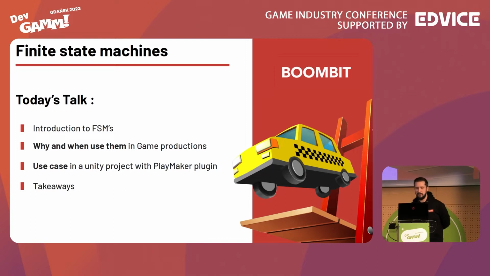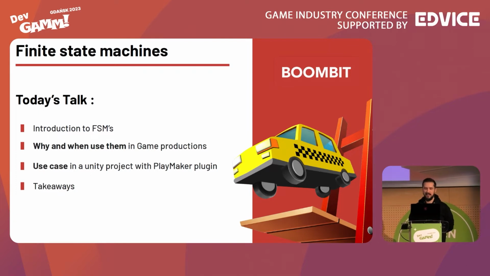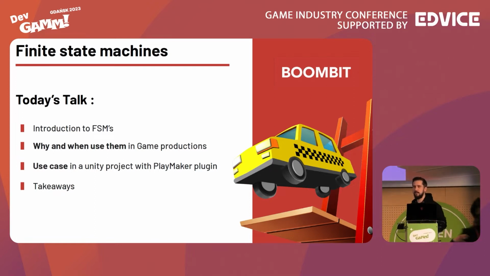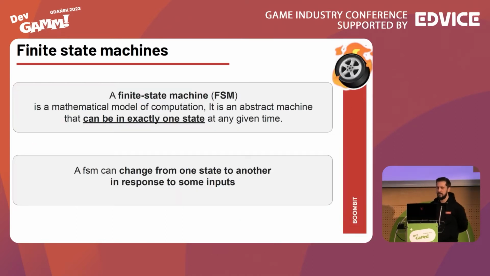The talk of today, first I will introduce what are FSMs, why, when, and who should use them in game productions, and give a few examples of how you can use finite state machines in a Unity project using PlayMaker plugin in this case. And at the end, we will finish with some takeaways that I hope can inspire some to use FSMs if they didn't use them before.